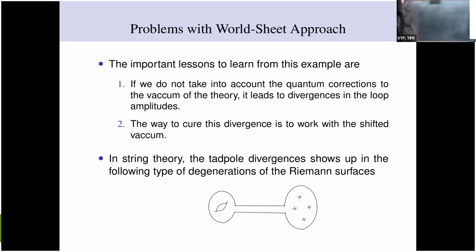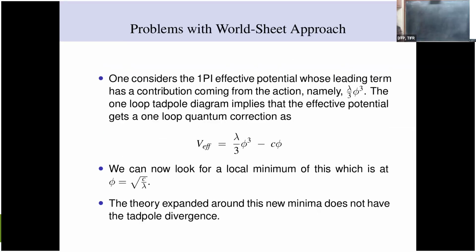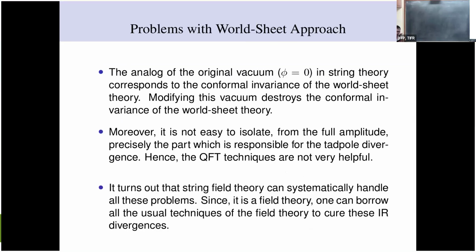And in string theory, these tadpole divergences show up in this kind of degeneration of the worldsheet, and the analog of this original vacuum, phi equal to 0, in string theory corresponds to... So your model was chosen so that the field, if you can go back one, this one, yeah. So the field is massless, but not exactly flat. If it was massive, there would be no problem, presumably. And if it was exactly flat, there would be a problem no matter what. It would change to a time-dependent background or something.